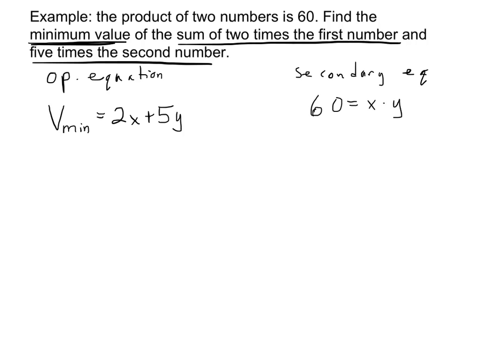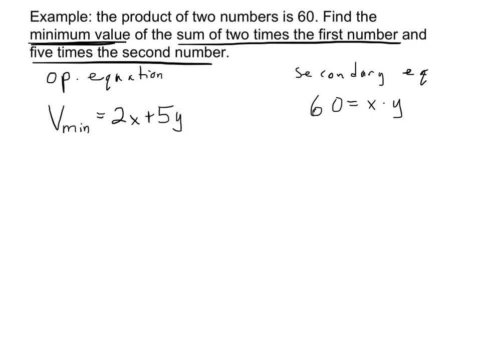Now some people want to put 2x or 2y here. I think the thing that I would point out is it says the sum of 2 times the first number, 5 times the second number. x was the first number, y was the second number. So those are the numbers that I use over here.